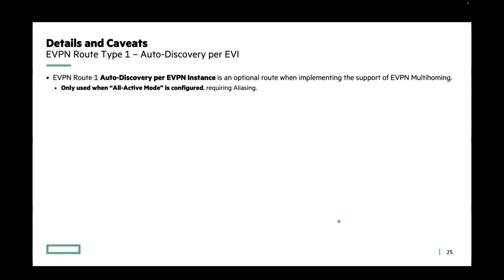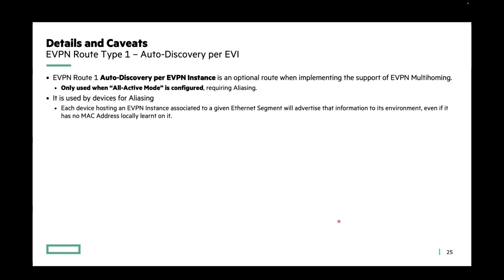Now we have seen the RT1 AD per ES, and so we are now going to dig into the RT1 AD per EVI. This route type is an optional one and used only when all active mode is configured, because this mode requires what we call aliasing. It's only needed in all active mode because this mode requires that all VTEPs hosting the same Ethernet segment advertise their EVI attached to that same ES for load balancing purposes, even if some of them have no MAC addresses locally learned or dynamically learned on a given EVI.